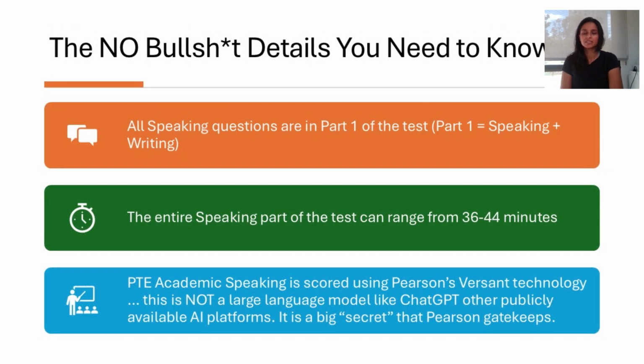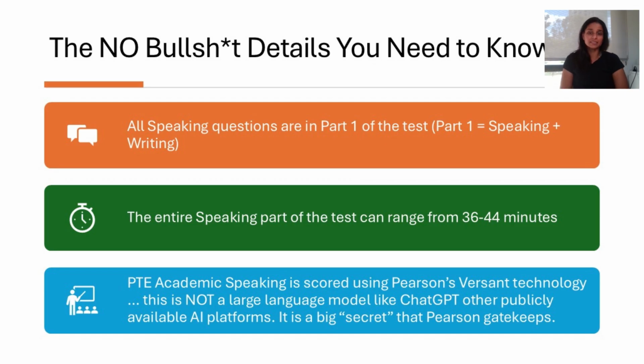So, first thing you need to know is that all speaking questions for PT Academic are in part 1 of the test. So part 1 of the test includes speaking and writing, and the 7 question types are all in one go. Unlike for reading, listening, and writing, where some marks can be contributed in different parts of the test, speaking is fully assessed in part 1. The entire speaking part of the test can range from 36 to 44 minutes, depending on how long you talk and how much time you take.